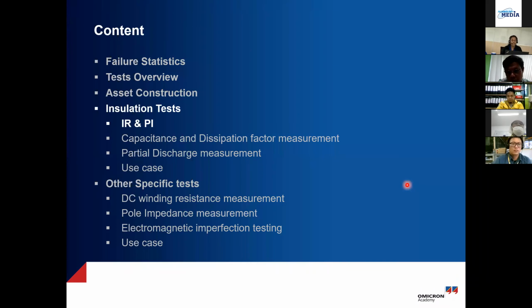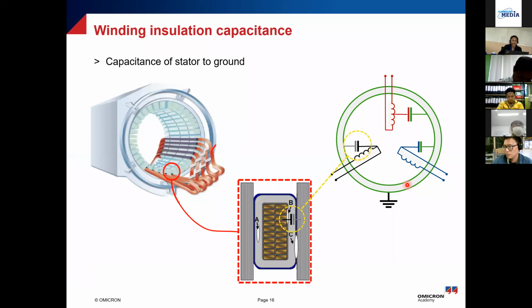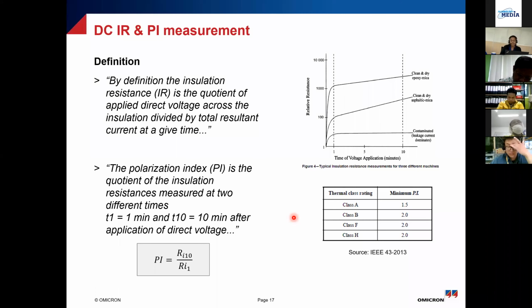Okay, so insulation tests. IR and PI. I think one of the most common tests in the industry, insulation resistance and polarization index. And just wanted to show you which capacitance we are checking. And you can see the definition. I'm not going to read the definition by itself, but what we are trying to find out, we are giving a DC voltage and we are trying to find out the resistance of the insulation. Normally for IR, the measurement is done for 1 minute. And then when you do PI, you do for 1 minute, you do for 10 minutes, and it's a ratio.